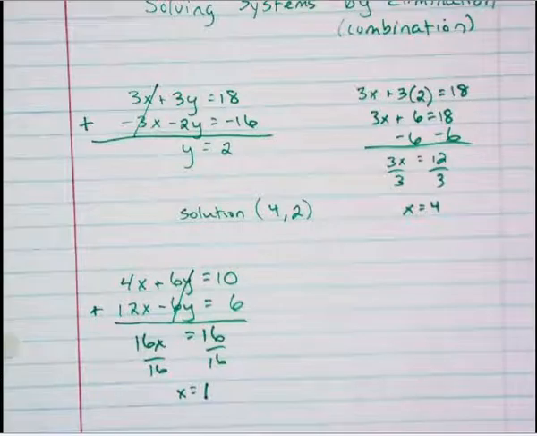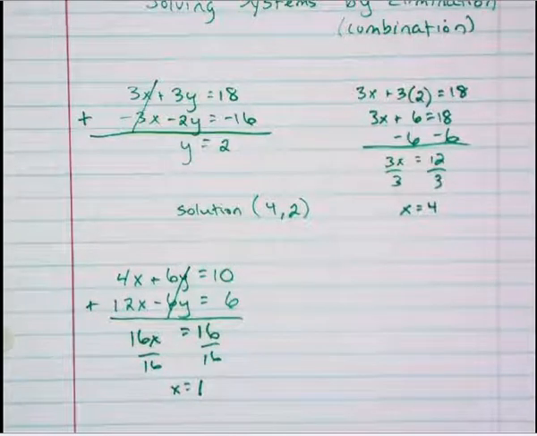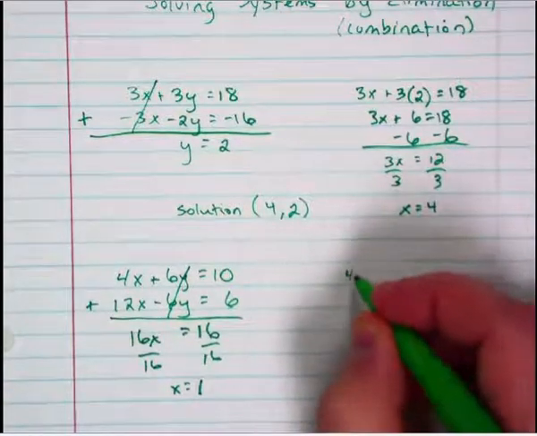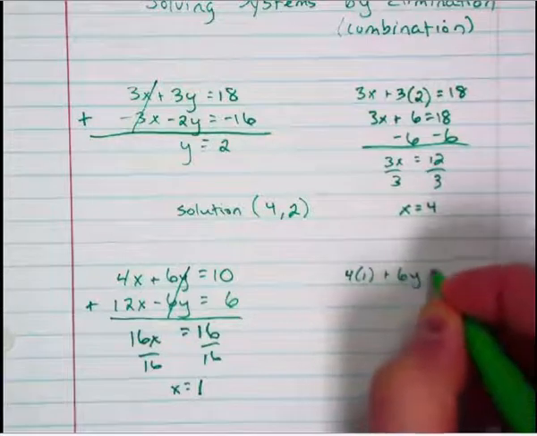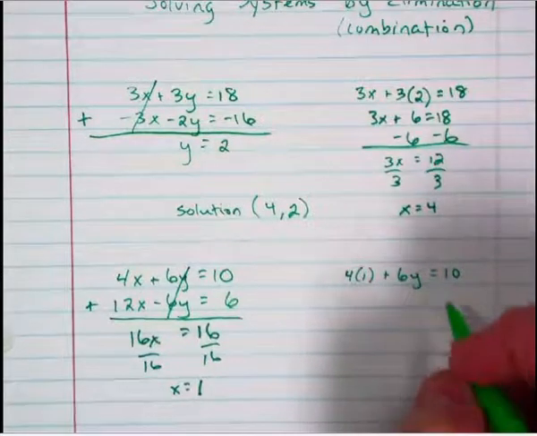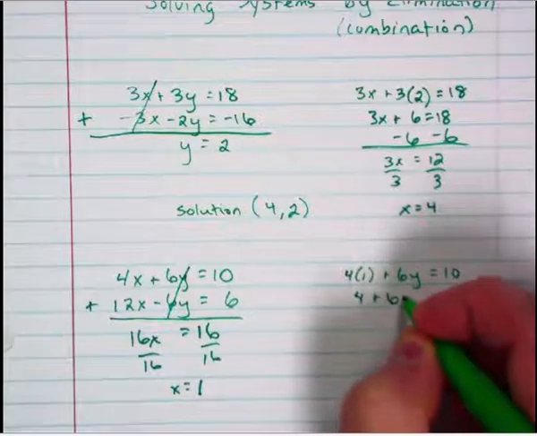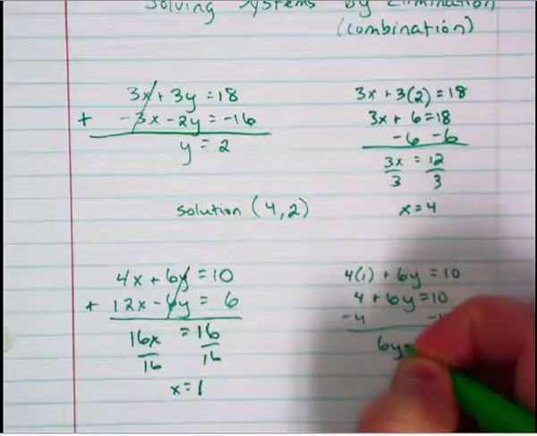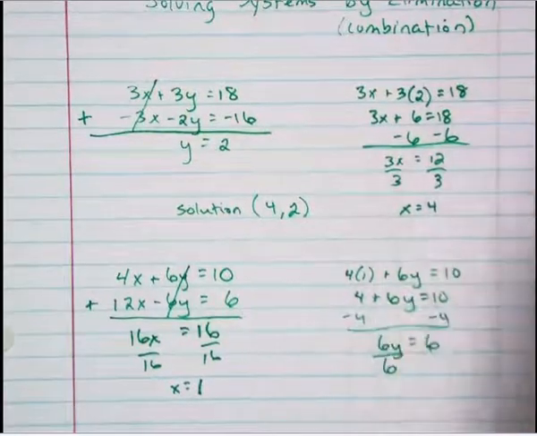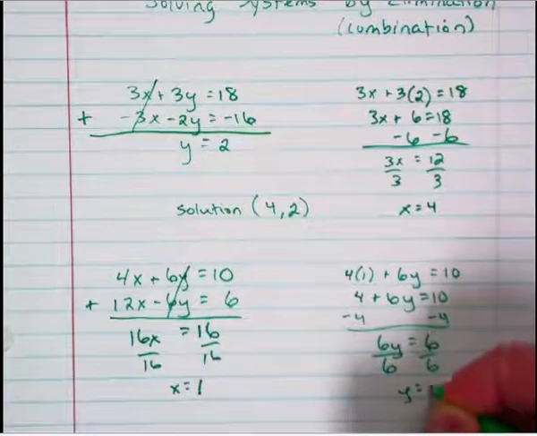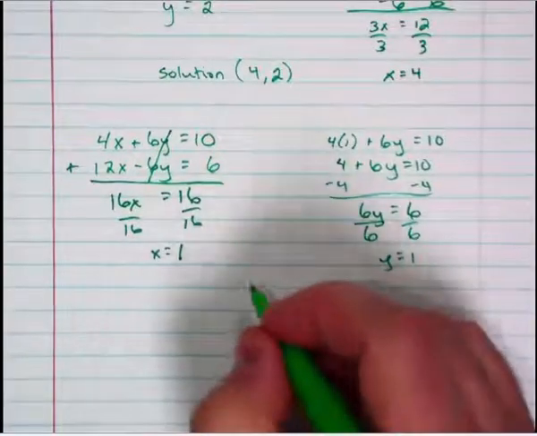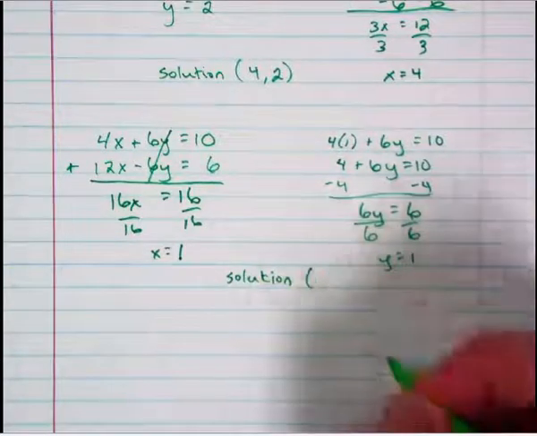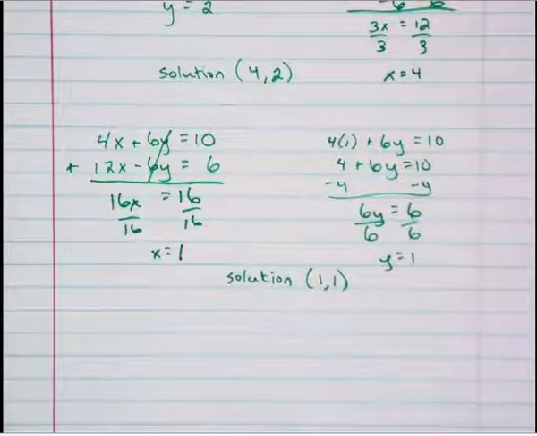Of course, now I have to go and find y, so I pick either equation. Again, I happen to like the first one, so I'm just going to do 4, but now I know that x is 1, plus 6y equals 10, and I'm just going to solve. So 4 plus 6y equals 10, subtract 4, 6y equals 6, divide by 6 so that y is 1, and now I have a solution. Remember, that really means the point of intersection is 1, 1 on the graph, even without seeing the graph.